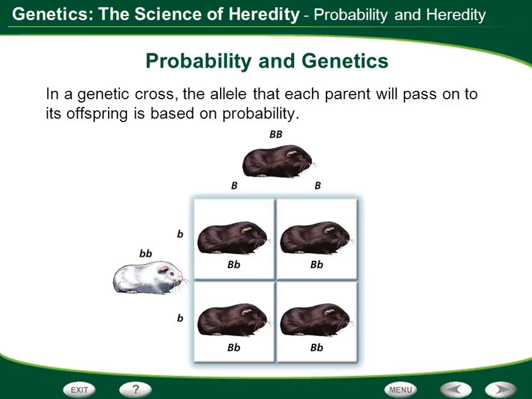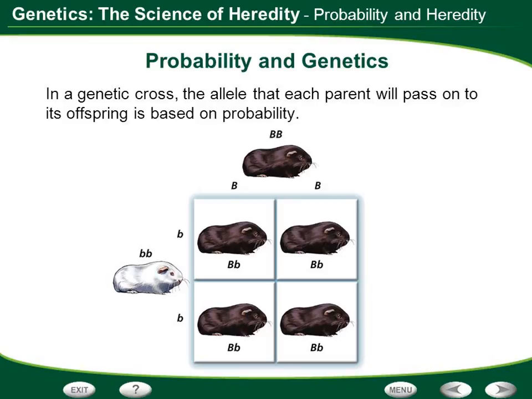For example, here's a Punnett square. Punnett is P-U-N-N-E-T-T, named after the gentleman who developed this technique of predicting the appearance of offspring. On top you have a black mouse. Black here is dominant to the white appearance. So we call the black allele capital B since it's dominant.